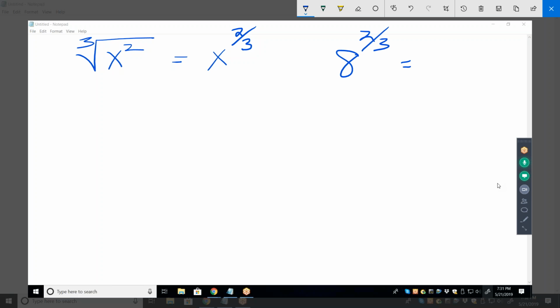So what is 8 to the 2/3 power? That would be 8, squared. Do the root first. It'll be simpler. You'll deal with much smaller numbers if you always do the root first, the denominator. So the cube root of 8 is what? That would be 2. And then 2 squared?